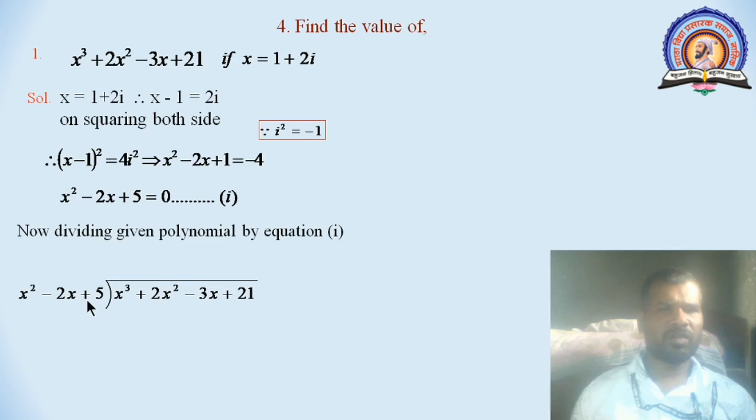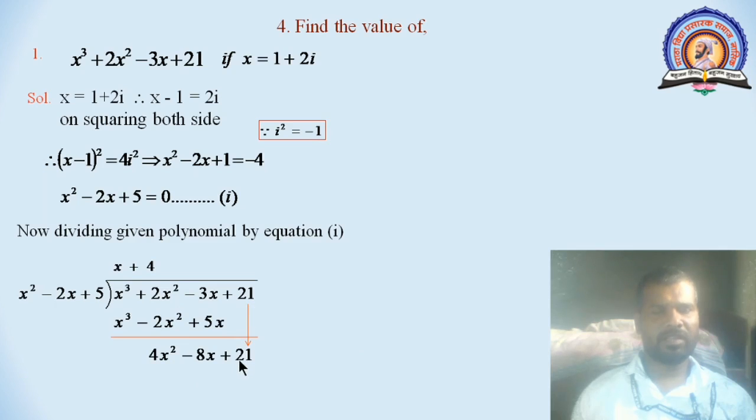So x square minus 2x plus 5 divides x cube plus 2x square minus 3x plus 21. Now find the term which we multiply to x square to become x cube, that is x. So take x here, multiply x with all the terms and write below this. You will get x into x square is x cube, x into minus 2x is minus 2x square, x into 5 is 5x. Subtracting, we will get x cube cancelled, 2x square plus 2x square is 4x square, minus 3x minus 5x is minus 8x, and we will take 21 as it is.